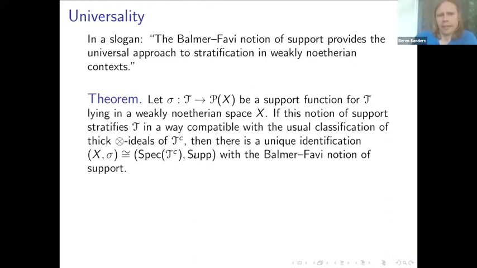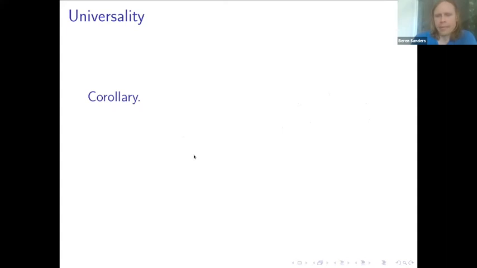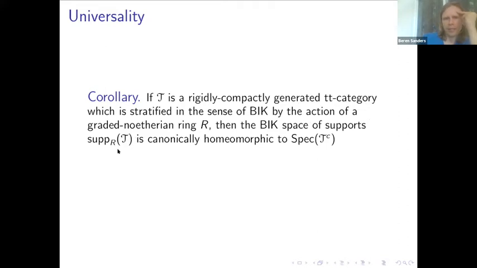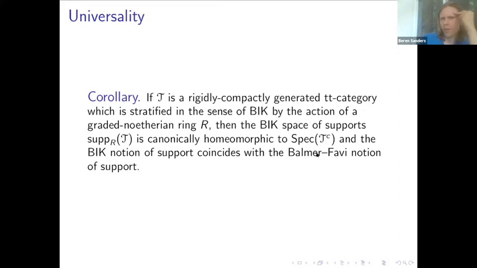As a corollary of this uniqueness result, we have, for example, the following theorem: if T is a tensor-triangulated category that is stratified in the sense of Benson, Iyengar, and Krause by the action of a graded Noetherian ring, then the BIK space of supports is canonically homeomorphic to the Balmer spectrum, and the BIK notion of support coincides with the Balmer-Favi notion of support. So in any example of a category where we know it's stratified in the sense of Benson, Iyengar, and Krause, it follows that it is also stratified by this Balmer-Favi notion of support lying in the Balmer spectrum.